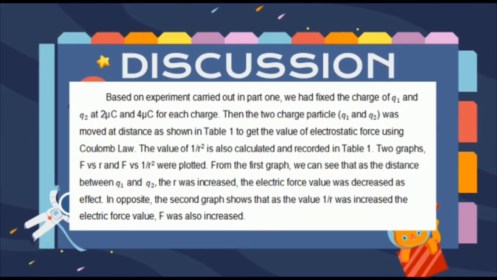For the first graph, we can see that as the distance R between Q1 and Q2 increased, the electrostatic force decreased as an effect. In contrast, the second graph shows that as the value of 1 over R square increased, the electrostatic force Fe also increased.